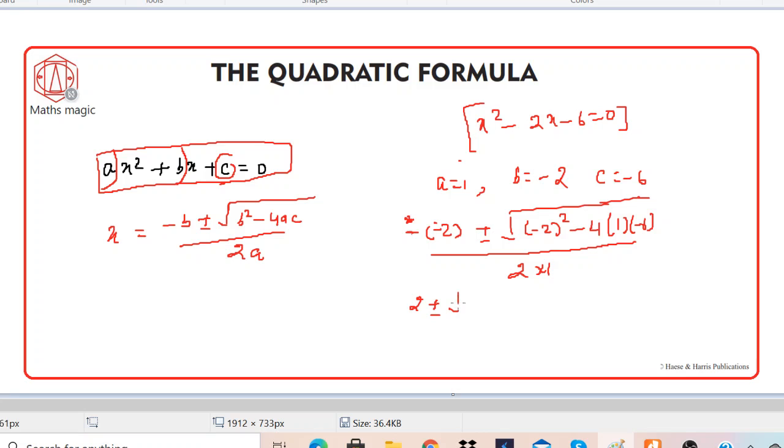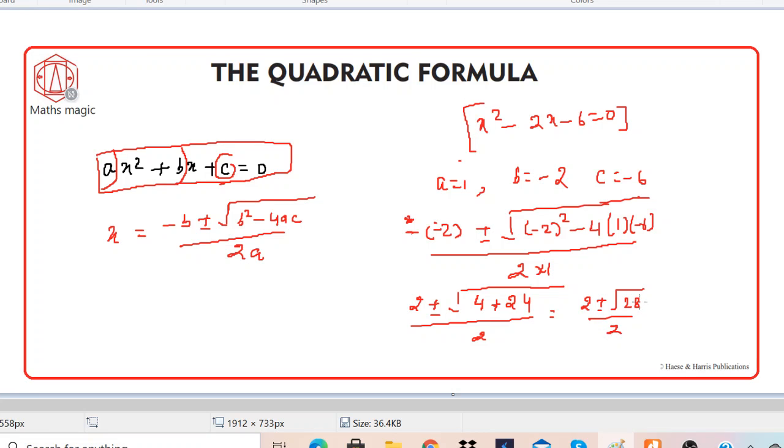And then let's simplify this. Minus 2 square is 4. And then minus into minus is plus and 4 into 6 is 24. So we got 24 and this whole thing divided by 2. So let's simplify further. It's 2 plus minus root 28 and then divided by 2.